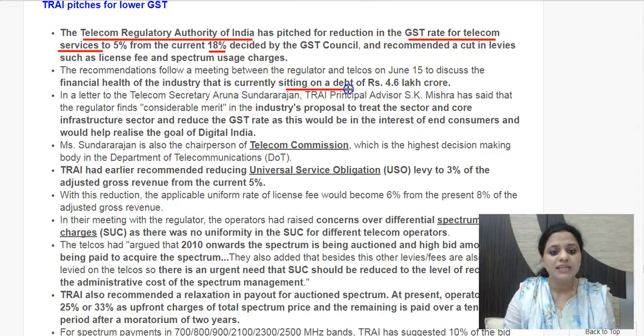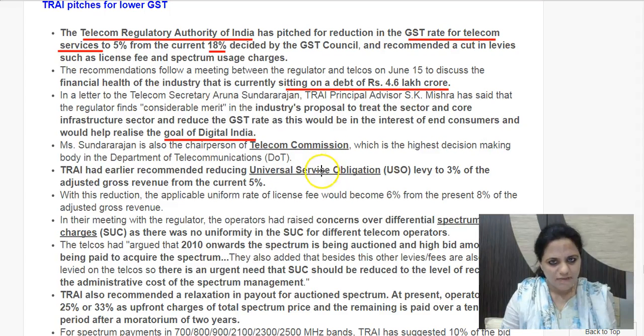It is sitting on a debt of 4.6 lakh crores. A lot of non-performing assets are also from the telecom sector, and the financial health of the industry is poor. That is why this suggestion has been made. Also, they highlight that this will finally benefit the end consumers, plus it will help in achieving the goal of Digital India. So this is the suggestion.